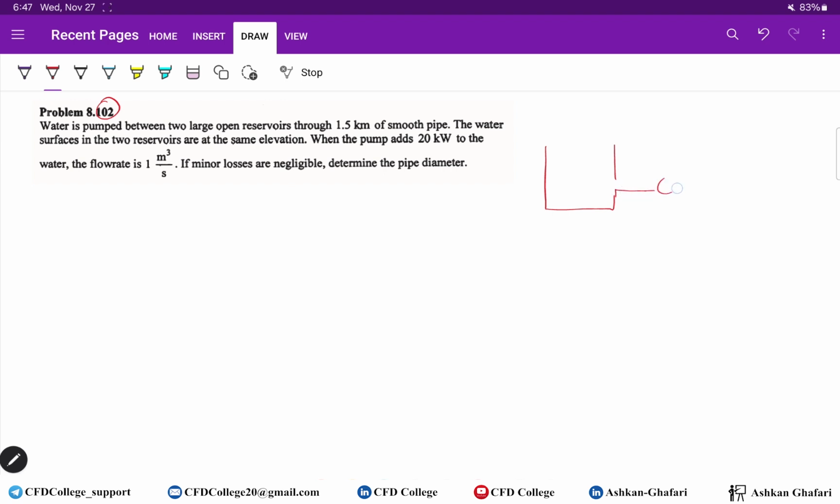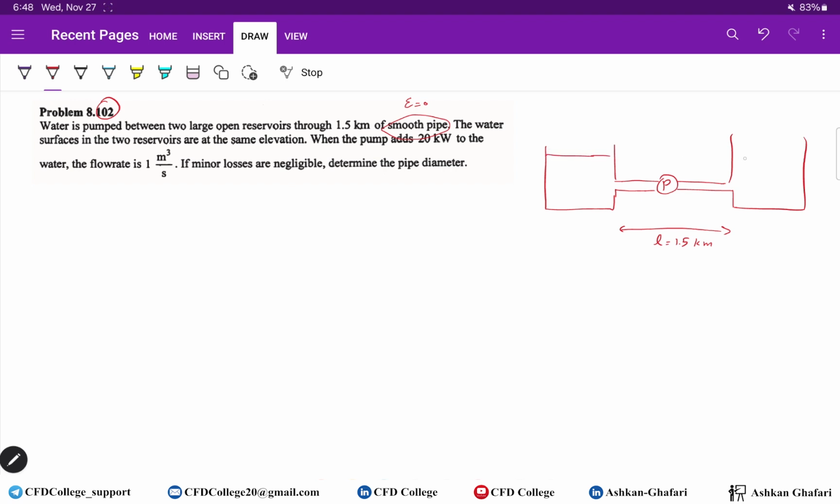Here is the pipe. This is the pump. And this is the second reservoir. Through 1.5 kilometers of smooth pipe. So this is the smooth pipe. It means epsilon is 0. The length of this pipe equals 1.5 kilometers. The water surfaces in the two reservoirs are at the same elevation.